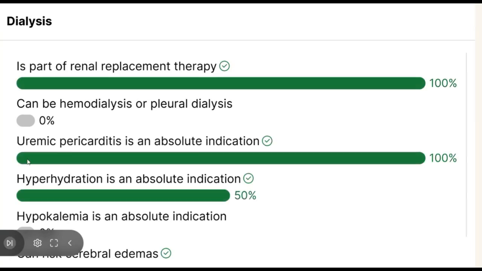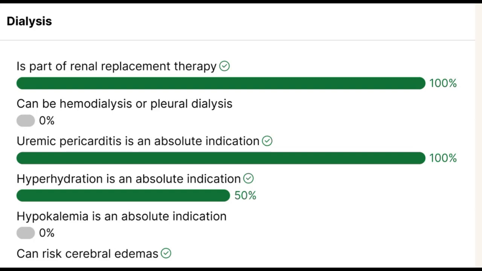So regarding dialysis, yes, it is part of renal replacement therapy. Renal replacement therapy comprises primarily three things, and that is hemodialysis, peritoneal dialysis, and kidney transplant itself. It's not pleural dialysis, but rather peritoneal dialysis. Uremic symptoms, particularly pericarditis, are an absolute indication for dialysis. If signs of pericarditis are seen in a patient, for example through ECG or clinical symptoms, it is an urgent indication for dialysis.